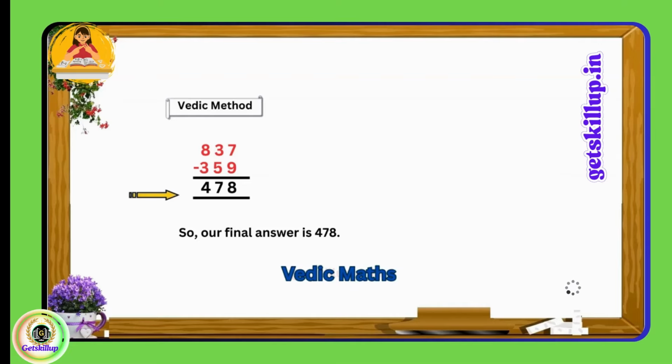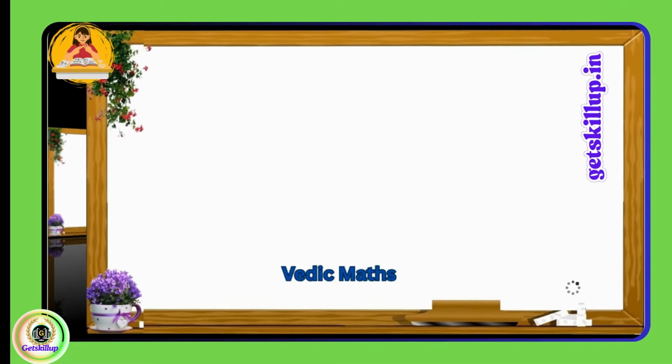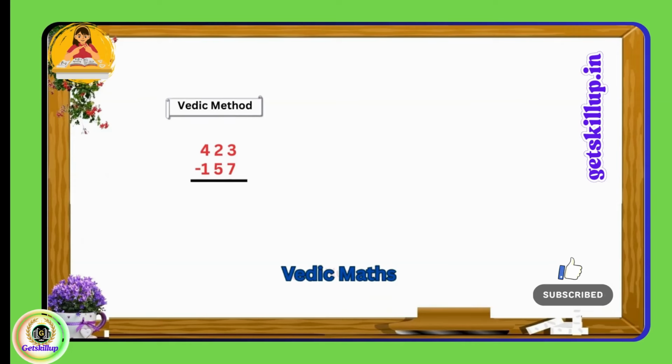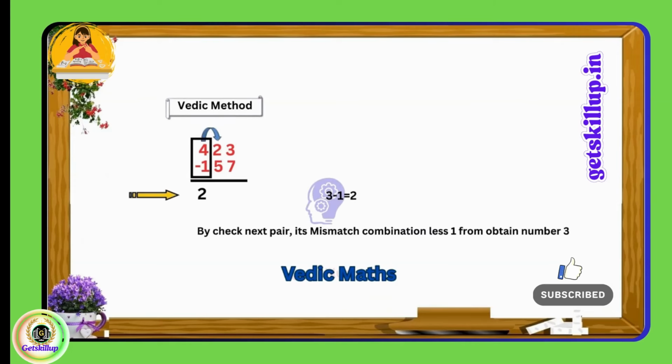Let's consider 423 minus 157. By observing the next pair, we write the previous number. For instance, 4 minus 1 is 3. But the next pair, 2 and 5, indicates a mismatch. Therefore, we immediately write 2.